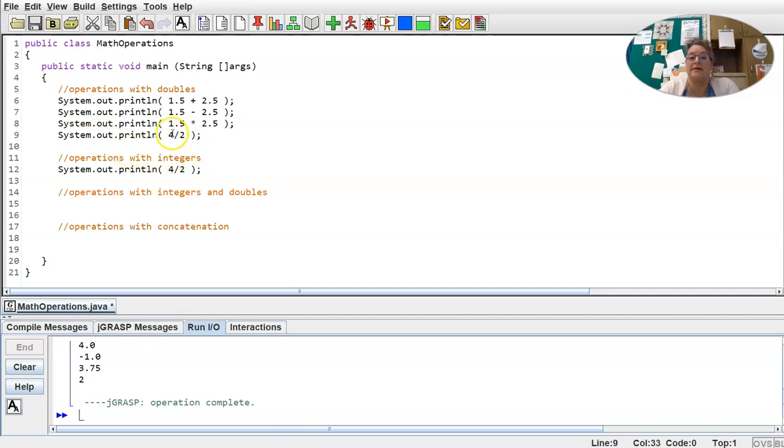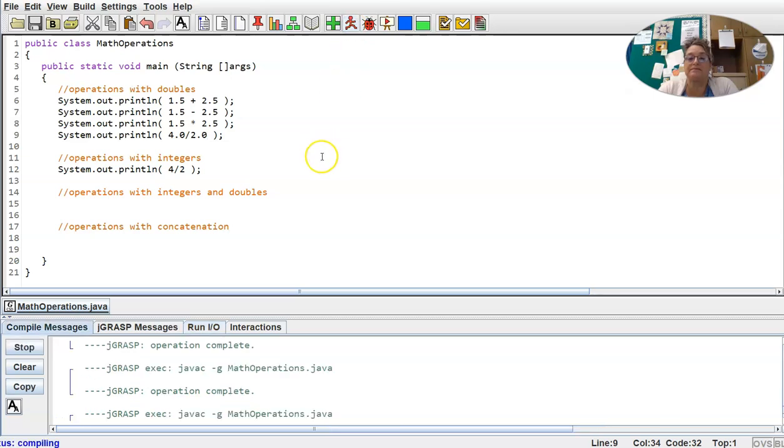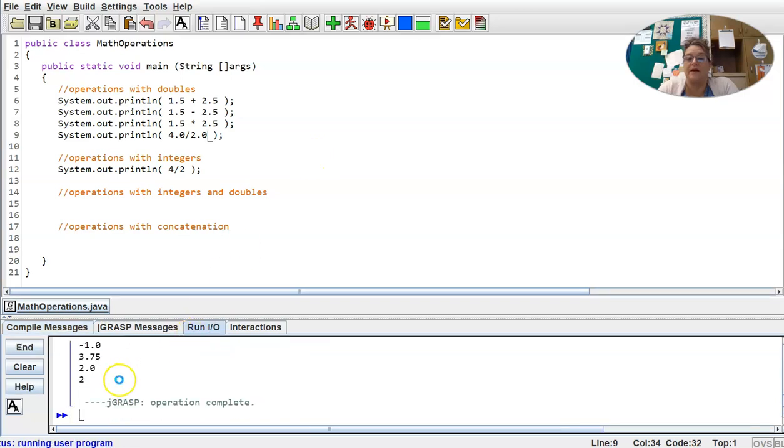So let's now change that by making the value 4.0 divided by the value 2.0. By adding that .0 in, now these are considered decimal numbers in Java instead of integer numbers in Java. So let's go ahead and run. Okay, and we can see 4.0 divided by 2.0 returns 2.0.